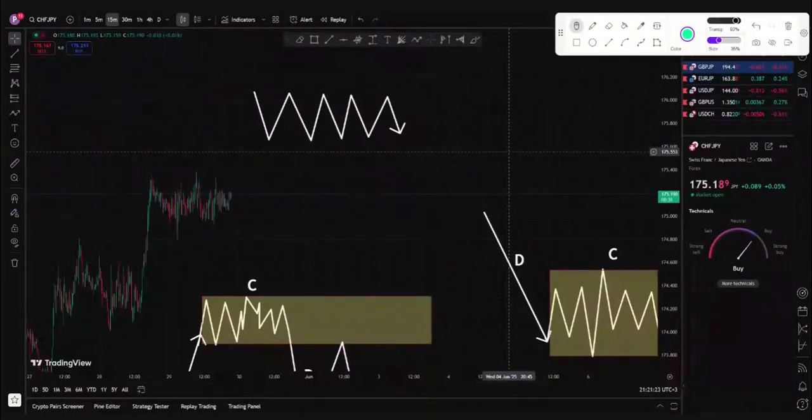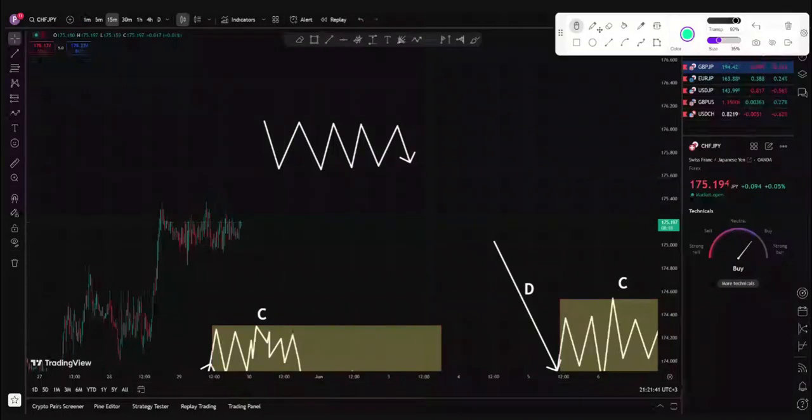Anyone? You can take a guess. Take a guess. Just make sure your C is below the price. Okay, so Pakirio has said RCR. So rally, consolidation, rally. Let's see.